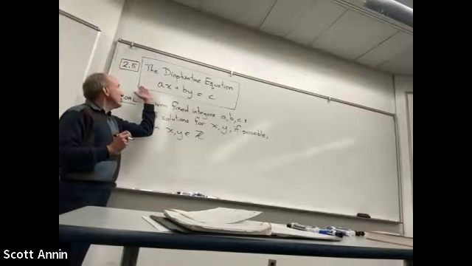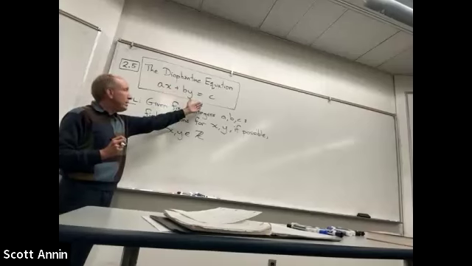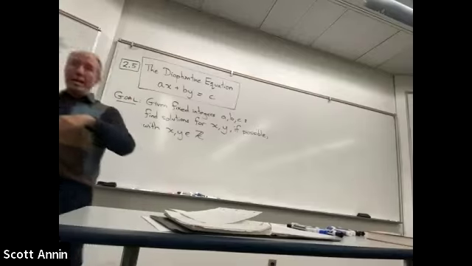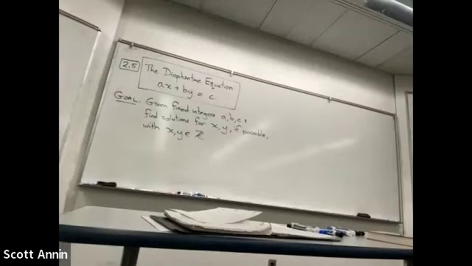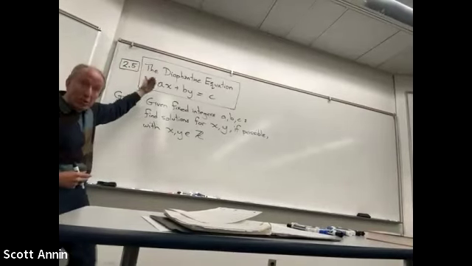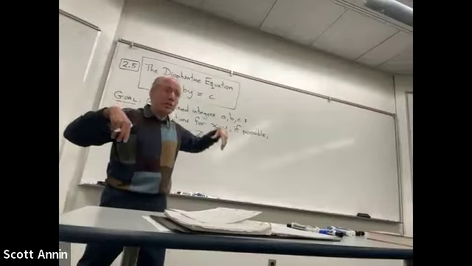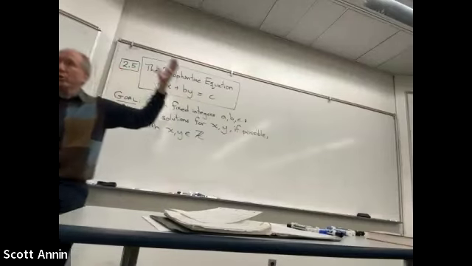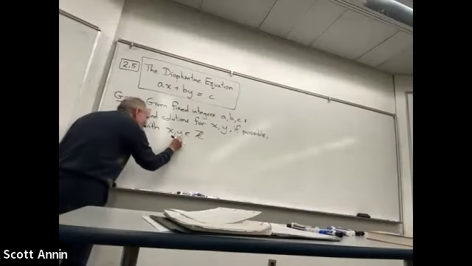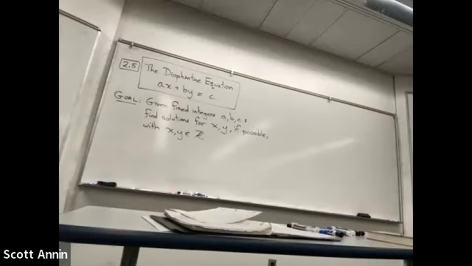Everybody probably knows that this equation, AX plus BY equals C, is just the equation of a line that you could draw in the XY plane. Well, a line has infinitely many points on it. That means that this equation, if we view it in the real Cartesian plane, is going to have infinitely many solutions. There's no mystery about that.